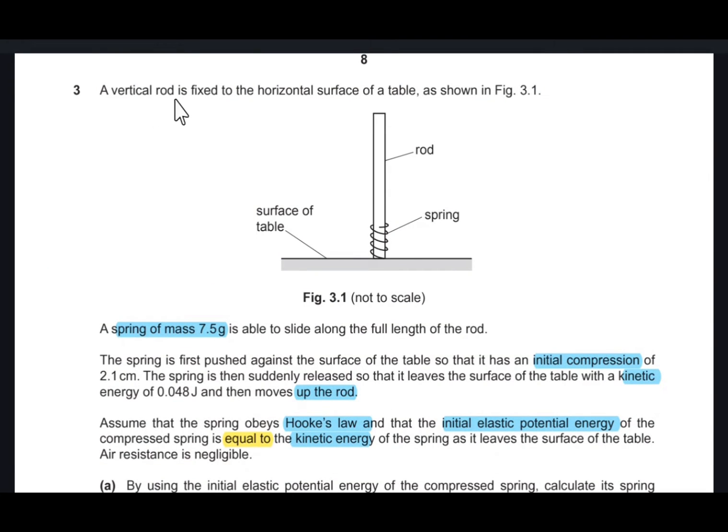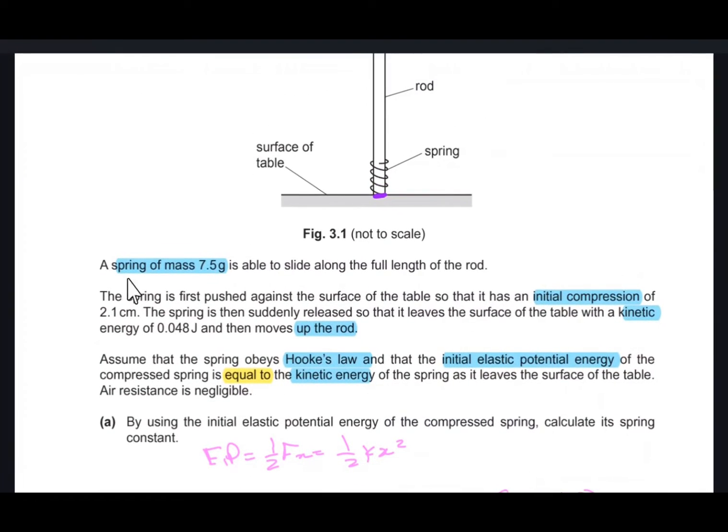3. The vertical rod is fixed to the horizontal surface of the table, as shown in figure 3.1. The spring of mass 7.5 gram is able to slide along the full length of the rod. So the spring is about to slide up the rod. The spring is first pushed against the surface of the table so that its initial compression is 2.1 cm.